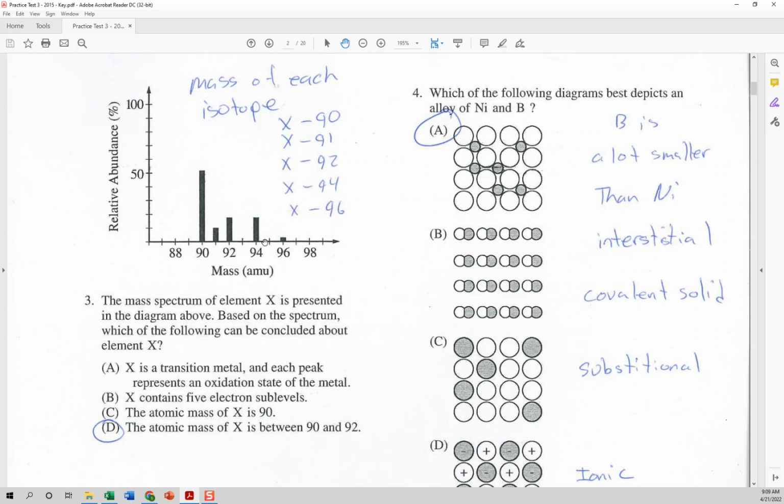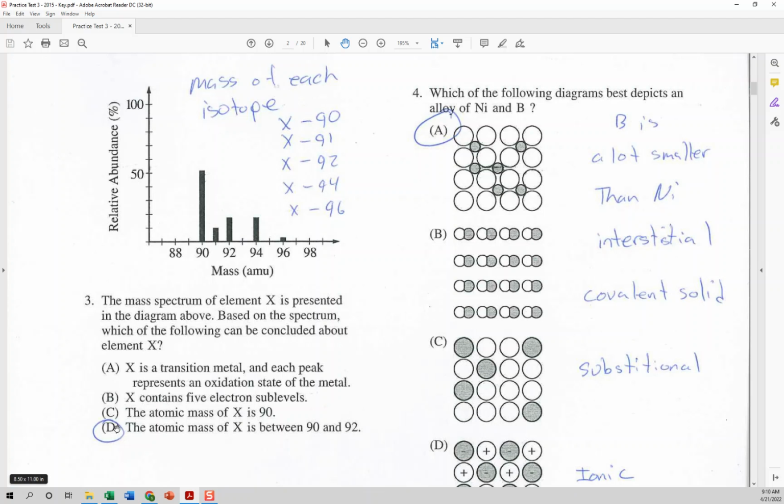Notice that the more abundant isotopes are over here, so that means the average atomic mass is going to be closer to here than over here, okay? But that's all this can tell me. It tells me nothing about ions or anything like that. It's just the mass of each isotope. So it's not going to tell me anything about charge, so I know it's not A. It doesn't tell me anything about valence electrons. That would be a PES diagram, which this is not.